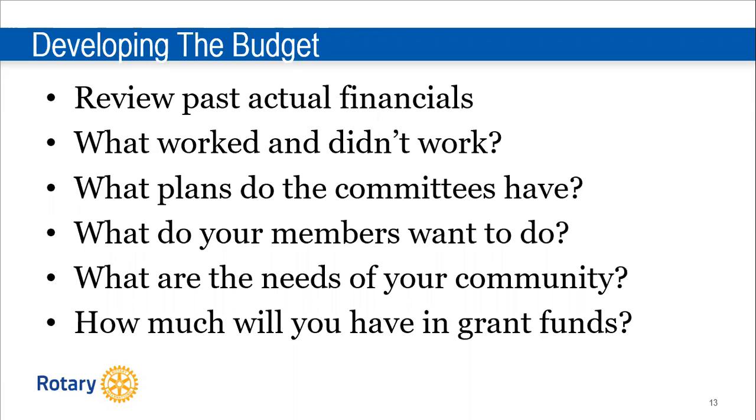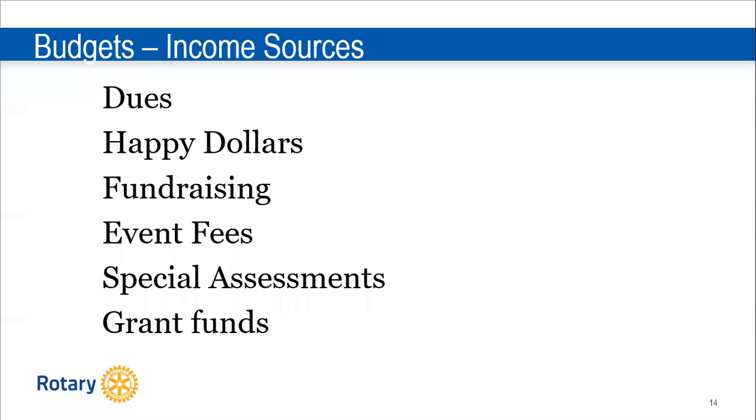So if you want to know how much you're going to get for district grants and foundation global grants, the spreadsheet does tell you how much your allocation is. Okay, so that's where you gather the numbers, and then you look at your income sources. So you get money coming in from dues, so you kind of know how much your dues are going to be and how much your membership is going to be. So you kind of estimate that.